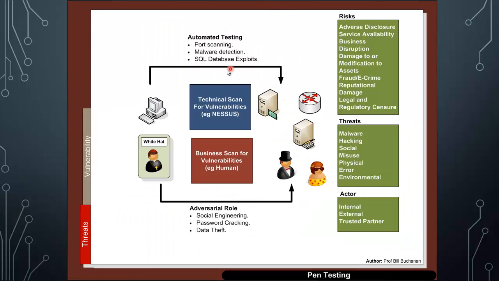Okay, so if we recap, this is what we had before. We do a technical scan for vulnerabilities using Nmap, Nessus, hping and so on. We do our port scanning, our malware detection, our database exploits and so on. This is typical standard probing of the network. And then it's important that we look at the reports and understand what the results are saying. We might also do a business scan for vulnerabilities for human social engineering, password cracking, data theft and so on.